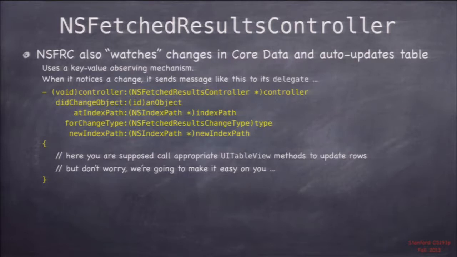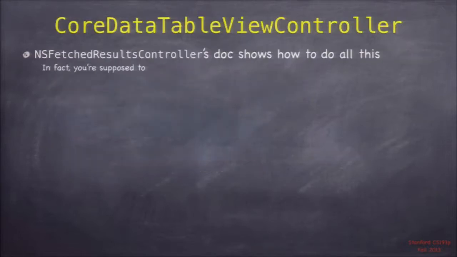Okay, so there's really two things to get a fetch request controller hooked up to your table. One is you've got to use it to implement all those UI table view data source things, and two is you've got to set its delegate and then use all these methods to have it watch. But we've made that easy for you.